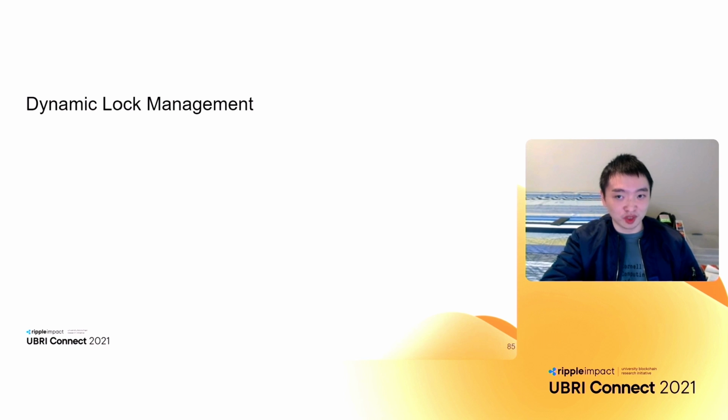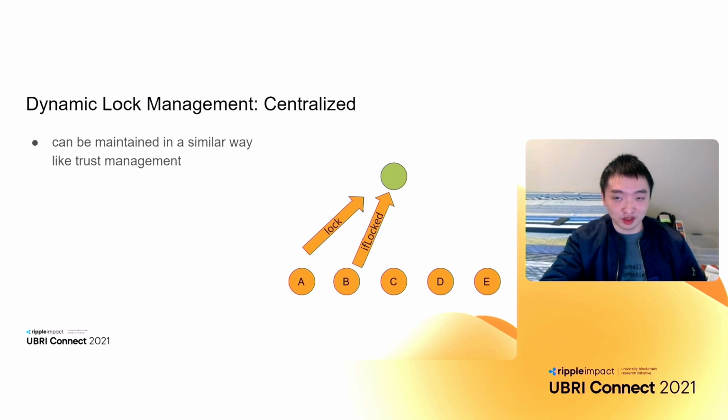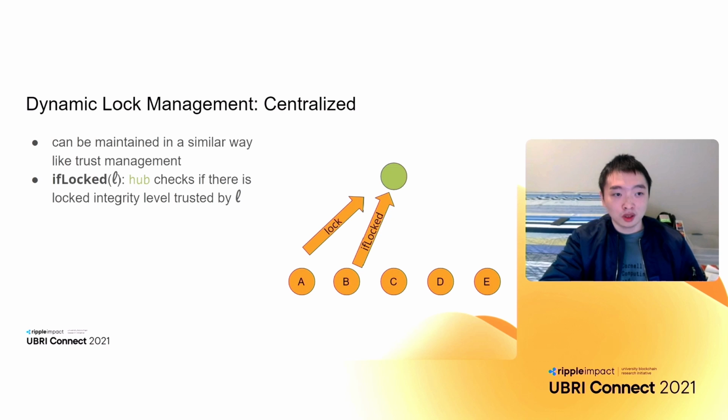Next, our runtime system needs to support dynamic locks. At runtime, a contract needs to check if an integrity level is locked. It may also lock or unlock integrity levels to permit flexible reentrancy. We can also create a hub to maintain locks in a centralized fashion. And similarly, all contracts send queries and modifications to this hub. To answer a lock query, the hub has no need to maintain a transitive closure. It can simply check if there's any locked integrity level trusted by L. So we've shown an example of how we can implement this runtime system. You can also implement it in any other way if you don't like this centralized fashion. But please notice that this hub is put on chain, so you can actually check its code for its correctness by yourself.